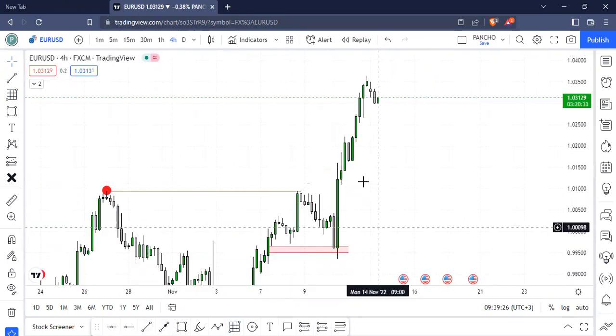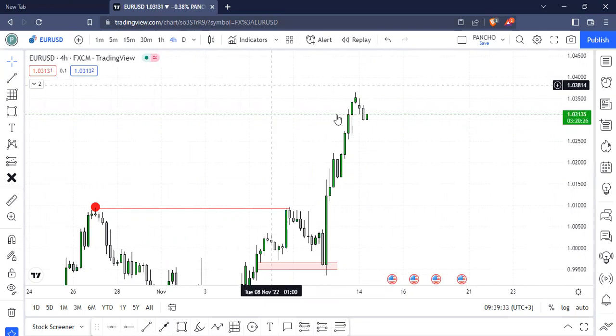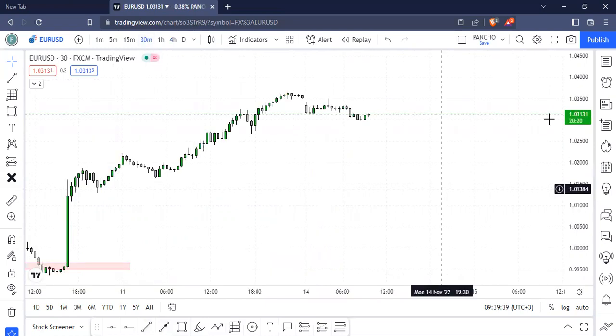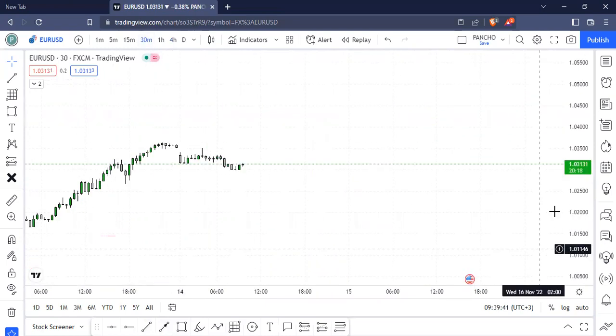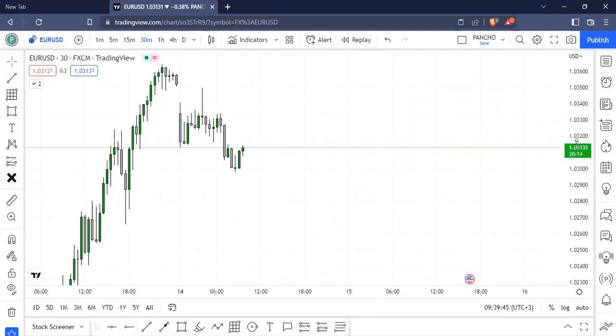So what do we see now? In 4 hours, we see the market was to the upside, but we see some sort of downtrend right here. So we go to a lower time frame. Then we go to 30 minutes. Just go to 30 minutes and see what we're actually expecting to see the market doing. So watch out for what was happening.